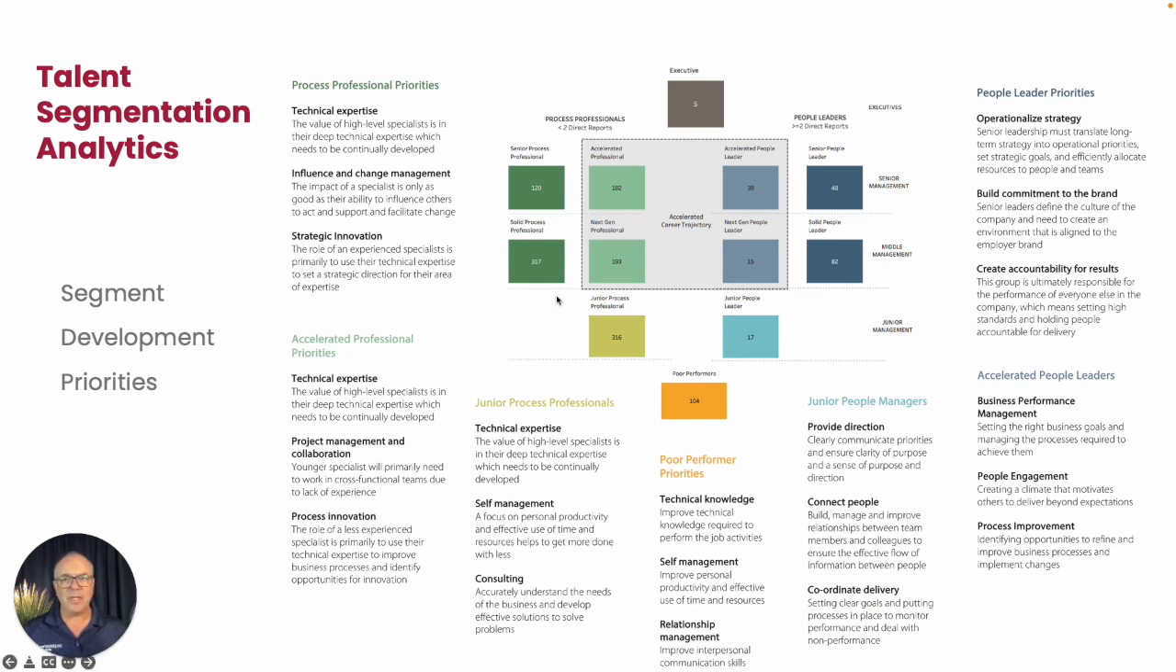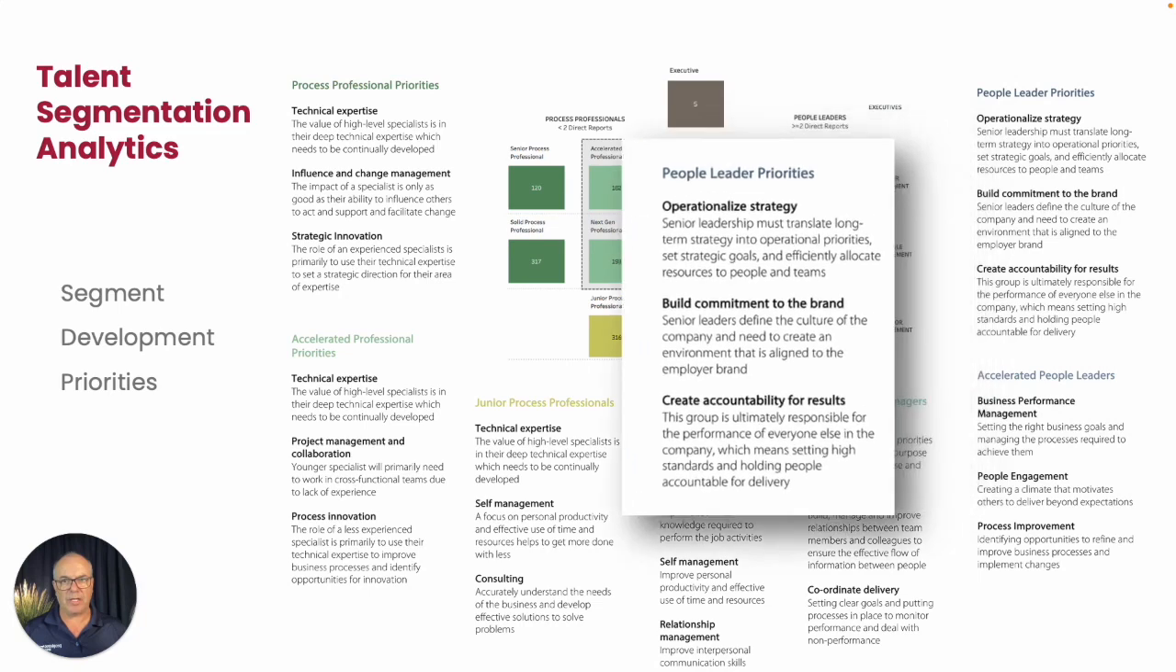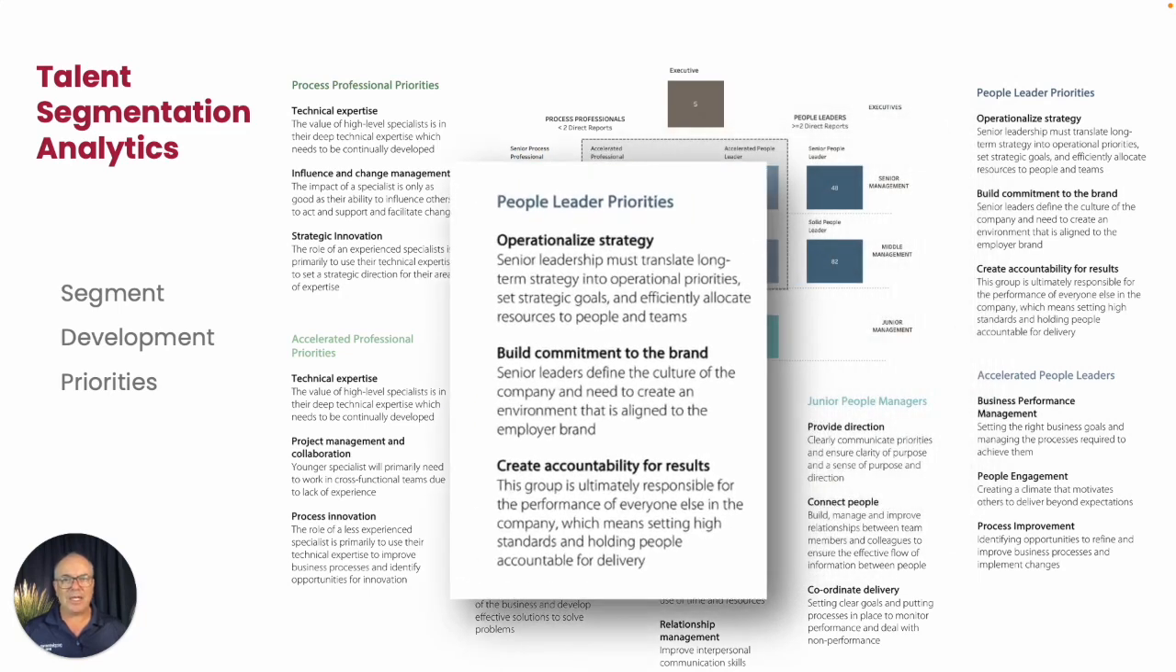So you'll see here that the developmental priorities of professionals are different to the developmental priorities of people leaders. Let's zoom in a little bit on the type of challenges that people leaders will have. The first thing is that they need to operationalize strategy. They also need to start building commitment to the brand, and they need to create accountability for results. So these are the specific challenges that people leaders in your organization are facing, and you need to think, are we designing learning and development interventions to be able to support our people leaders?